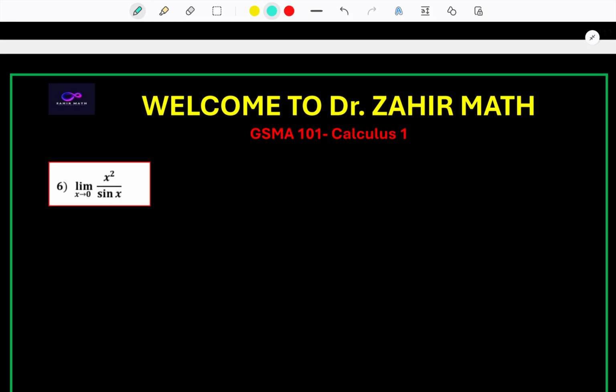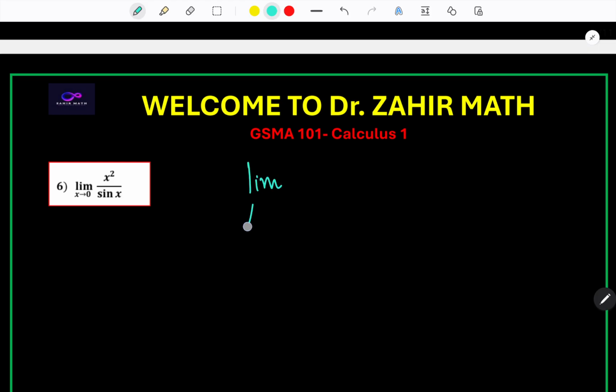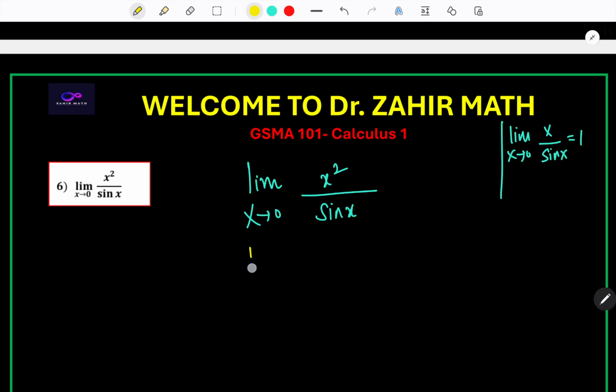So let's go to the next question. Limit x goes to 0 of x squared divided by sin x. We have a rule: limit x goes to 0 of x divided by sin x is equal to 1. So one small adjustment I'm going to do: this x squared I'm writing as x times x, and then divided by sin x.